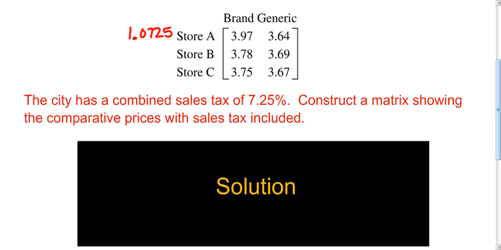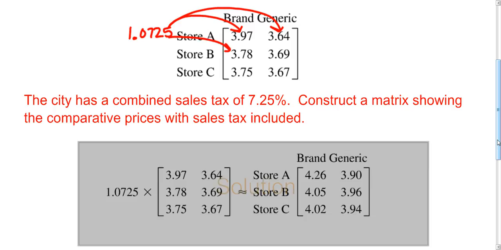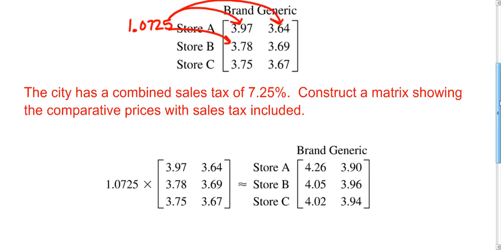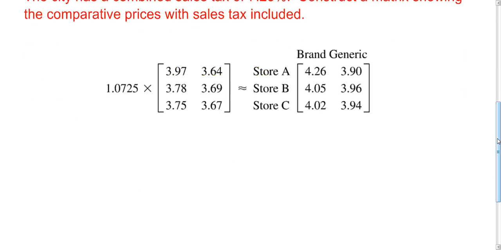So when I multiply by 1.0725, I'm going to do that to each element in the matrix. So I'm going to take 1.0725 times this, 1.0725 times that, I think you get the pattern. Okay? I didn't take the time to do all that, but you can check your work if you want to check it. And this is what happens. When you multiply 1.0725 times every single number, you can see the results there. Okay?